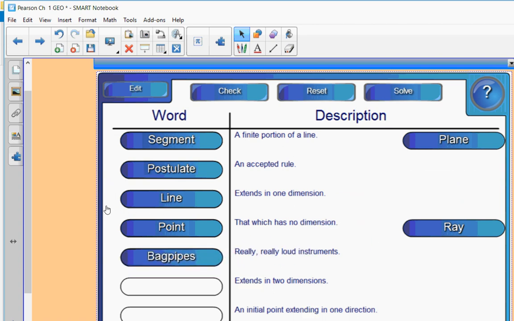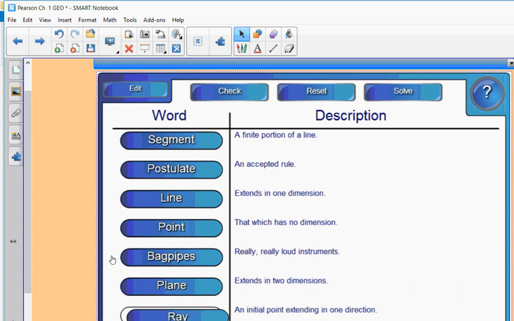Right. Extends in two dimensions. I think that was a plane. And then the last one, obviously, I hope, is a ray. An initial point extending in one direction. I think that's correct. So let's check and see if I was right. We were. Okay, so just a little kind of practice.